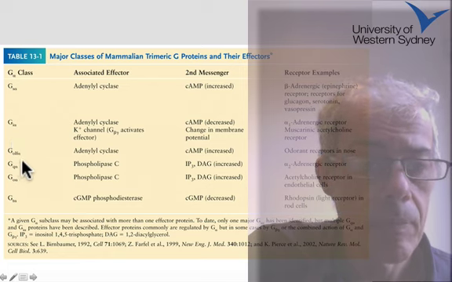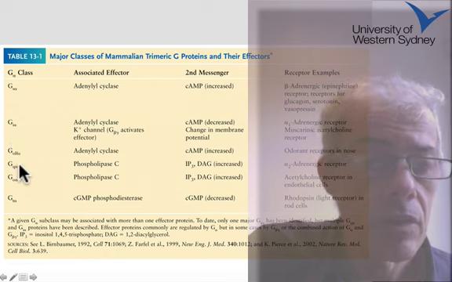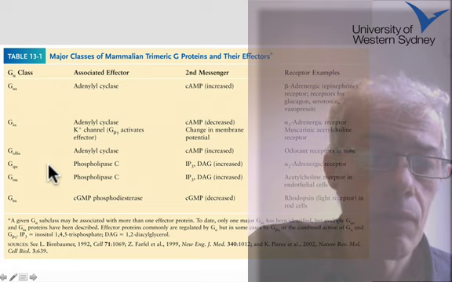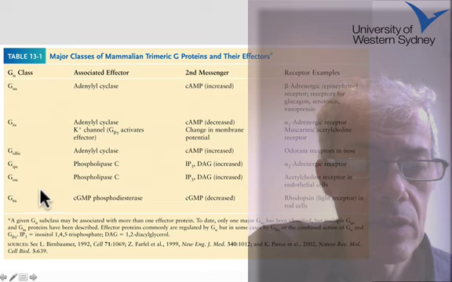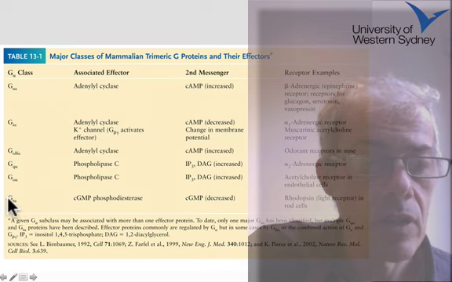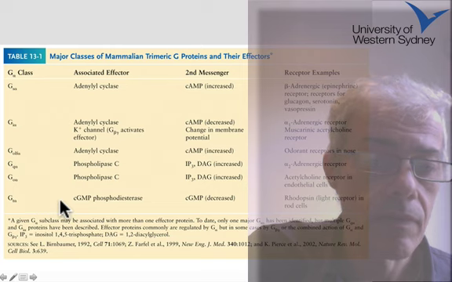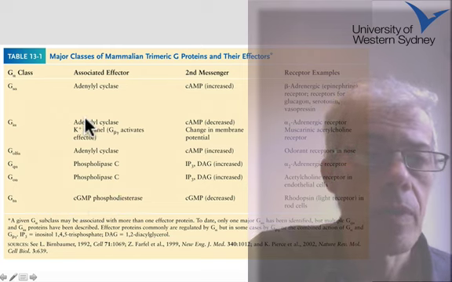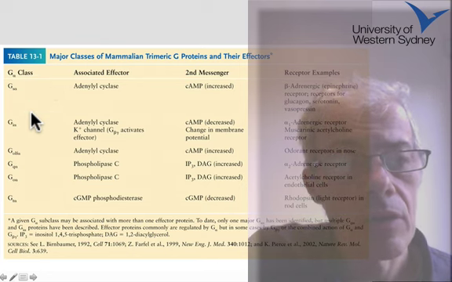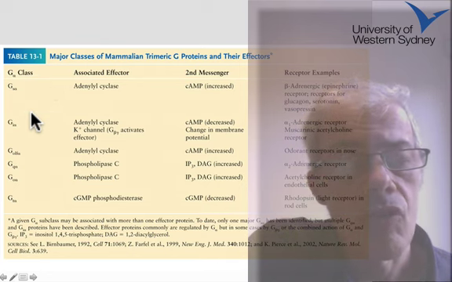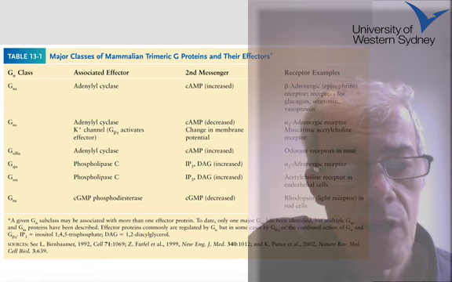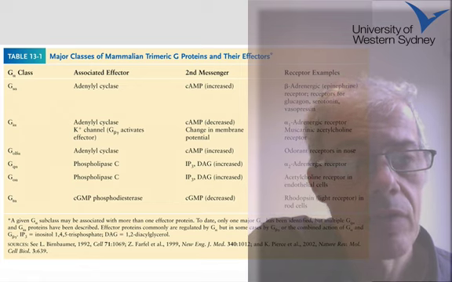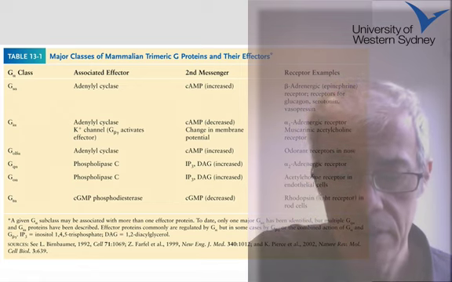We looked at a G alpha Q, which is involved in the activation of phospholipase C. And also when we looked at sensing light, we looked at transducin, or G alpha T, which was involved in activating a cyclic GMP phosphodiesterase. So this table is just to remind you that there's a range of these heterotrimeric G proteins that have different effects on different enzyme activities.